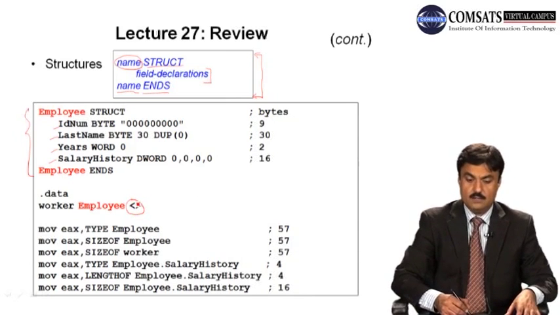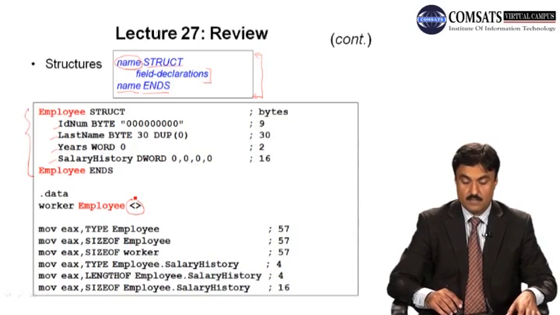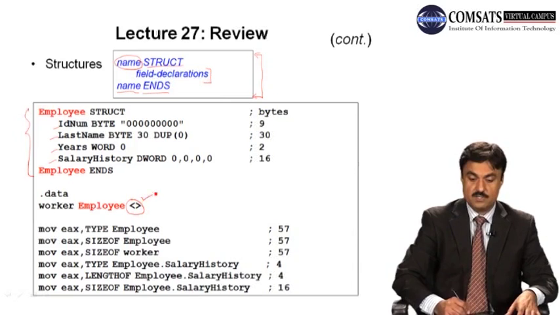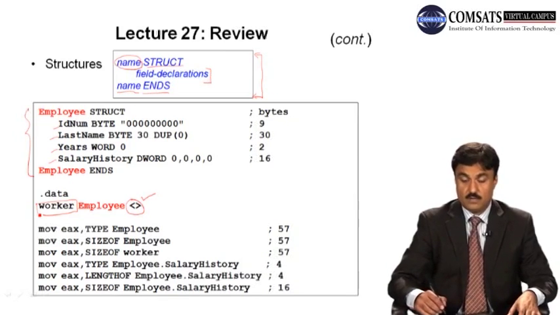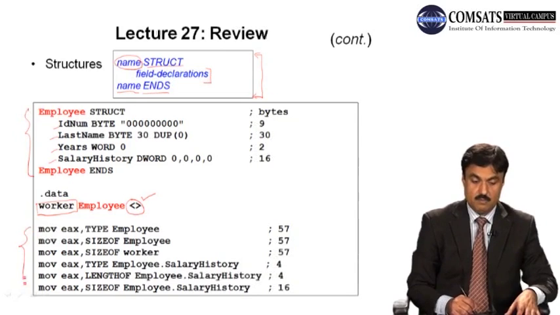So here there is no value, or this is called the empty or undefined or null values, for all the members of this employee structure, and we define one variable, worker. This is a variable of type employee, and here you can see how we can access the members.